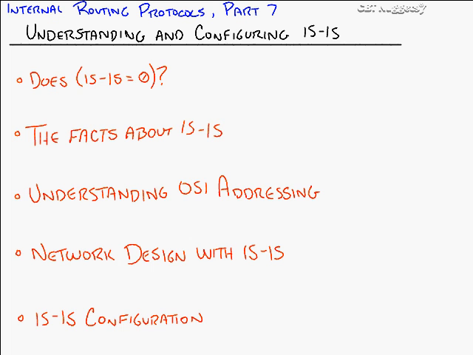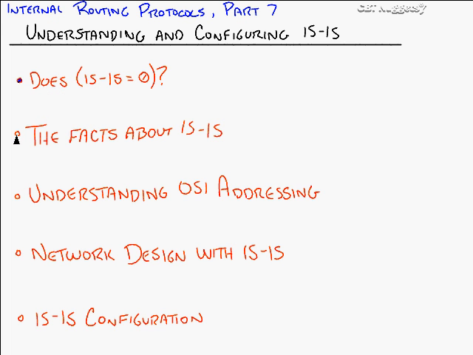So let's wind down this world of ISIS, and I want to just go through the main points that we hit in this nugget. The first one, and I hope I've done an adequate job of answering this question, does IS minus IS equal 0? The answer is no. It's a fantastic routing protocol. It's just misunderstood. It's so specialized that not many people use it.